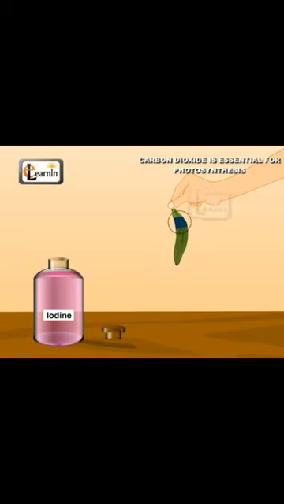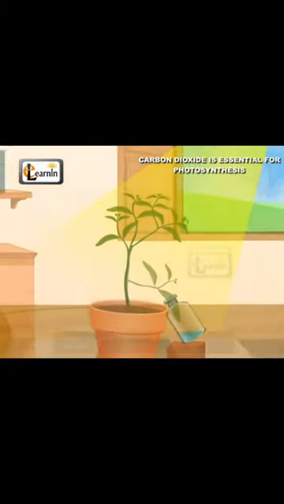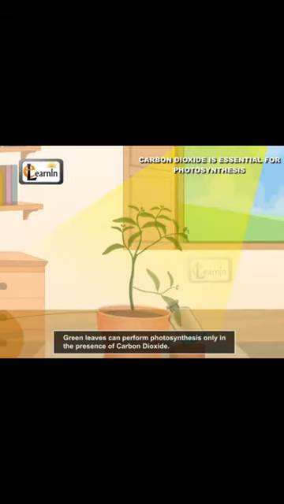However, the part of the leaf that was exposed to the surroundings prepares starch and so turns deep blue. Note that both halves of the leaf receive the same amount of sunlight and water and both have chloroplasts. However, the portion of the leaf that was inside the bottle could not receive carbon dioxide. This proves that green leaves can perform photosynthesis only in the presence of carbon dioxide.